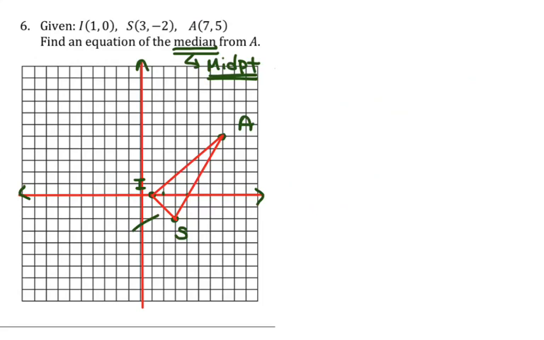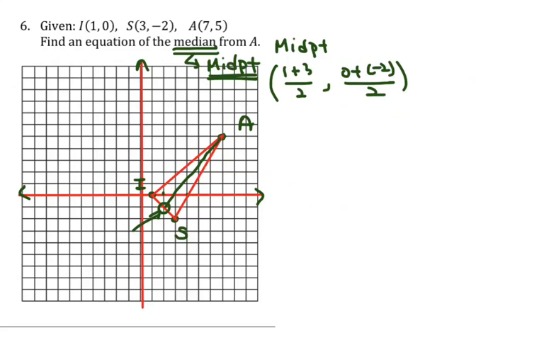It seems to be right over here. And then we'll be drawing the line down to here somehow. So first we need to find the midpoint of IS. We can visually see that, or you can use the formula to get it, which is 1 plus 3 divided by 2, and then 0 plus -2 over 2.